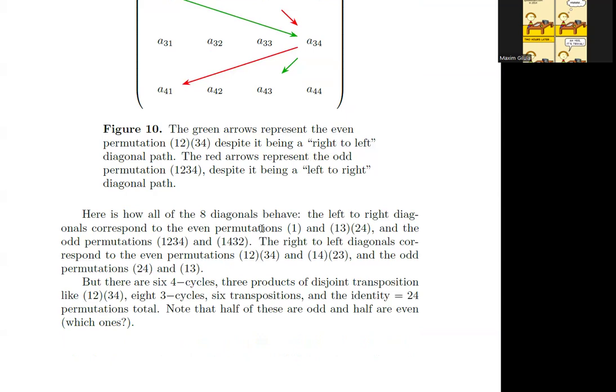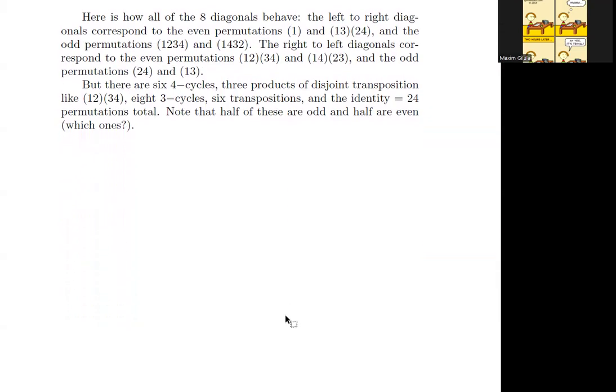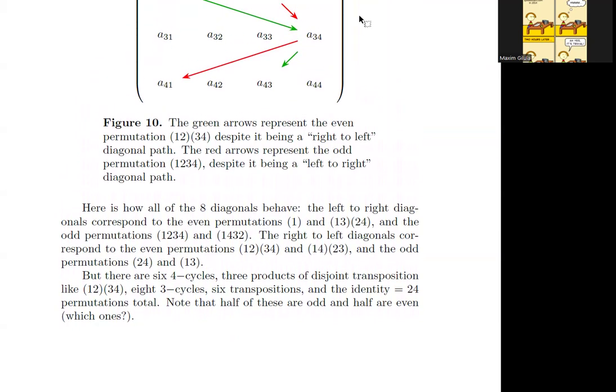Yeah, so here's all 8 of the diagonals, and there's 24 different permutations. So there's 6 4-cycles, 3 factorial 4-cycles. There's 3 products of disjoint transpositions, like (1 2)(3 4). There's 8 3-cycles and 6 transpositions and the identity. So that's 24 permutations total. And you could try to play around with this and show that actually half of these are odd and half are even.